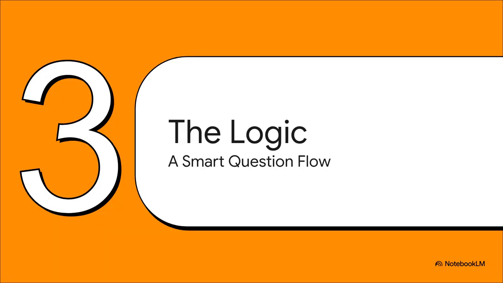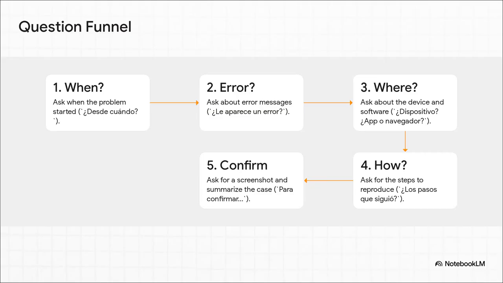Okay, so you've got the questions, which is awesome, but asking them in the right order, that's a real game changer. Let's talk about the logic behind a really smart and efficient flow. So what's the thinking here? Well, it's basically a logical funnel, right? You start broad with when to get the timeline. Then you look for clues by asking about any error messages. Next, you pinpoint the location with where, device, software. After that, you dig into how it happened by asking for the steps. And finally, you lock it all in and confirm. This structure gets you to the root of the problem fast.